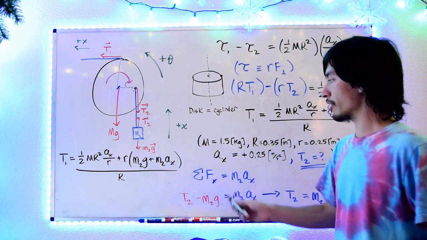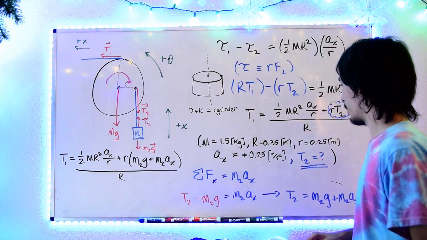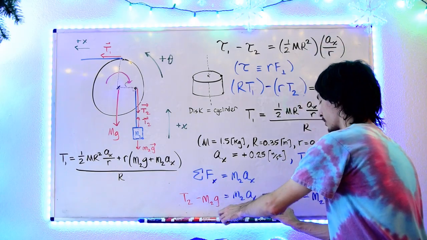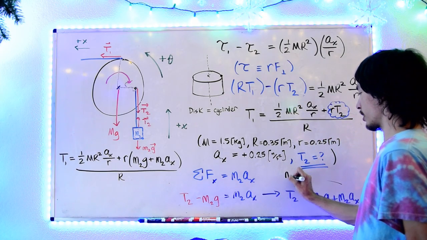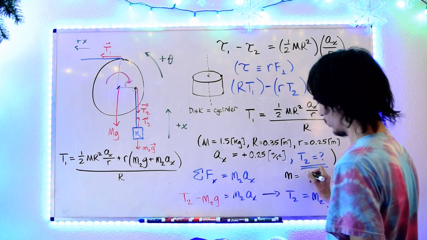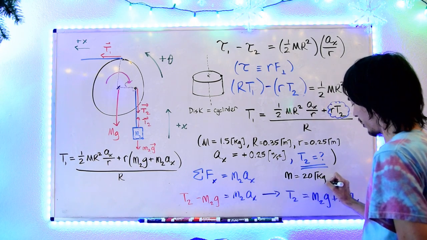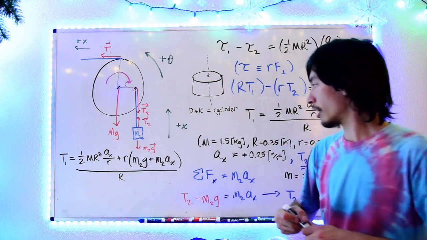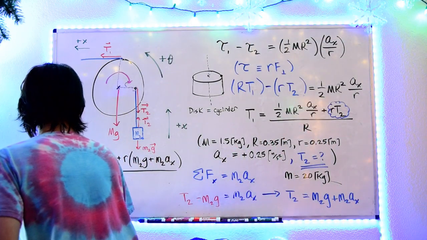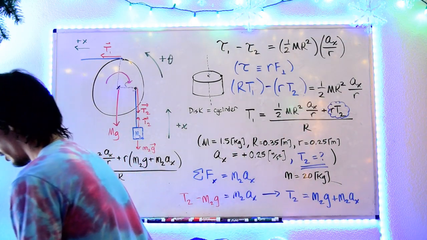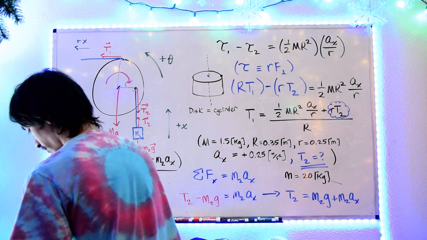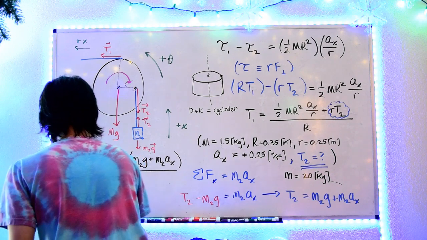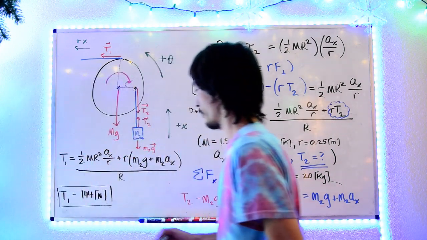Okay? At this point, you do have everything, because we are also given that the hanging mass is 20 kilograms. Okay. So plugging in all of these numbers will lead you to the following result. T1 ends up being 144 newtons. Okay.